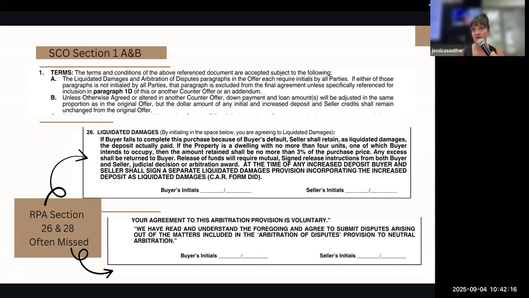Now, it also states that the initial earnest money deposit will not change. So whatever is in the initial earnest money deposit will stay the same unless you counter it to increase it.